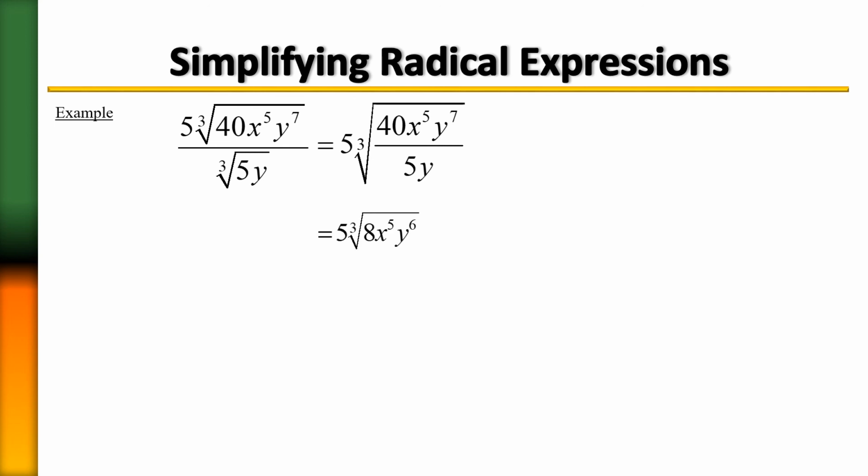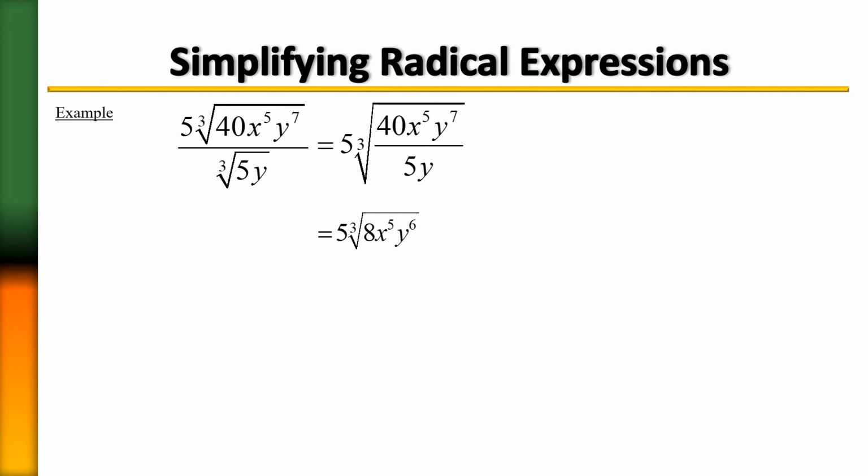So when we simplify that, 40 divided by 5 is going to give us 8. We just brought x down because we couldn't apply the quotient rule for that, so that's x to the 5th power. For the y's, we did apply the quotient rule, which is top take away the bottom, 7 take away 1. That's how we got y to the 6th.